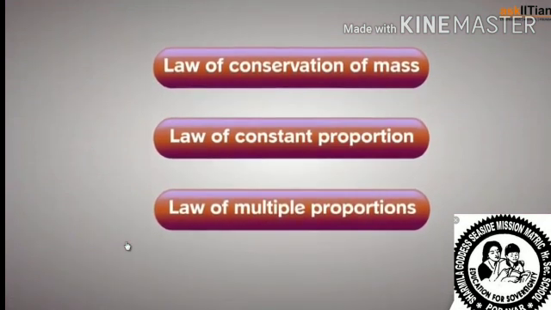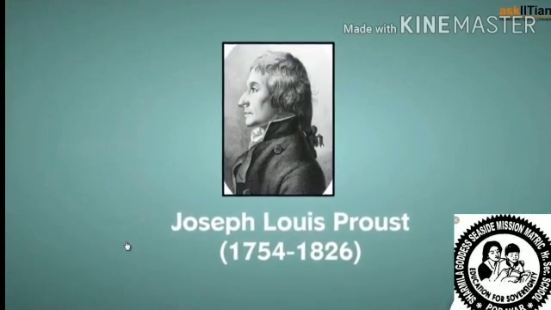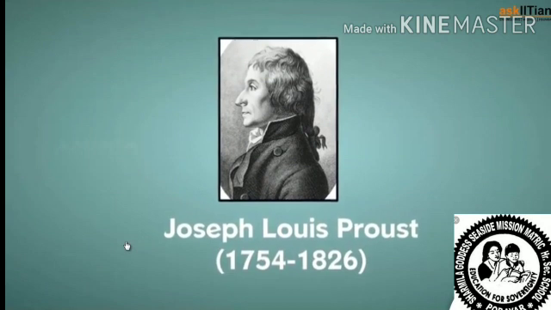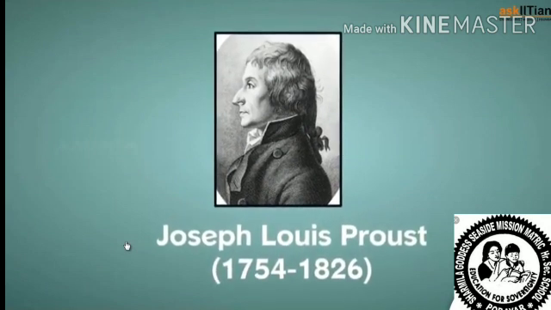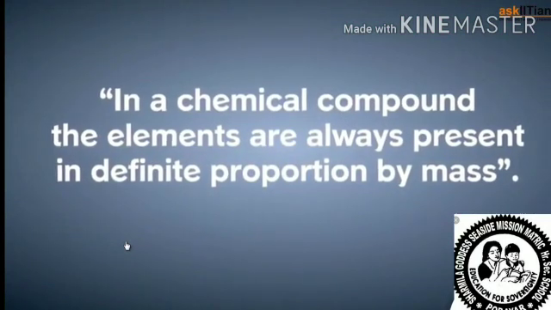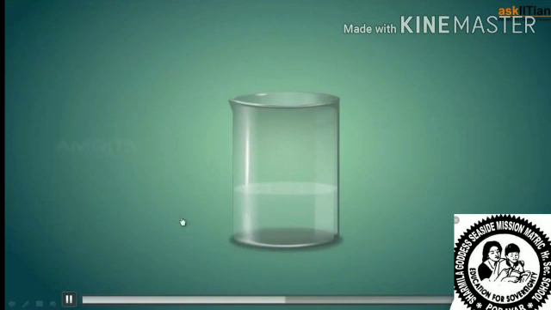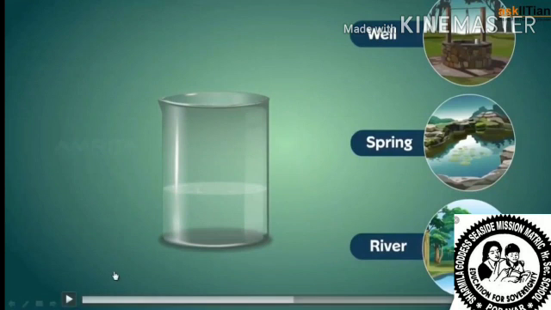This law of constant proportion was given by Joseph Louis Proust and is also known as the law of definite proportions, which says that in a chemical compound the elements are always present in definite proportion by mass, that is, fixed proportion by mass. So, if you take water, H2O, which is formed by the combination of oxygen and hydrogen, if you take the water that is collected from a well or spring or river, this water, irrespective of the source, contains the same elements combined in the same ratio.